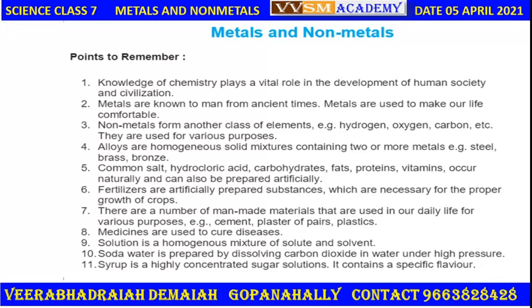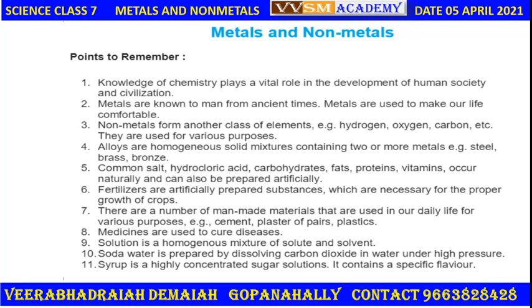Metals are known to man from ancient times. Metals are used to make our life comfortable. Non-metals form another class of elements, example hydrogen, oxygen, carbon, etc. They are used for various purposes. Alloys are homogeneous solid mixtures containing two or more metals, example steel, brass, bronze.